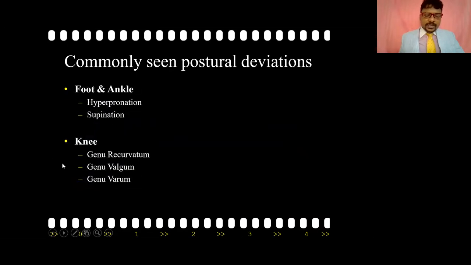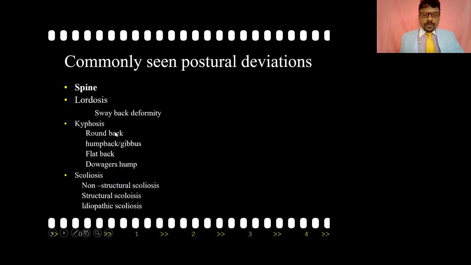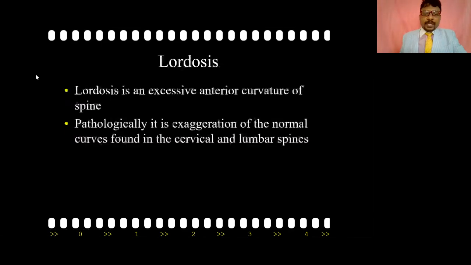And also, just now we discussed genu recurvatum, genu valgum, and genu varus. These are the most common deformities in the knee joint. In the spine, one may get lordosis, which is a hyper curvature, most commonly seen in sway back deformities. One may also get kyphosis, which is a rounded back or humpback, and also flat back, a dowager's hump, and scoliosis. These are the most common deformities we can see in those who have spinal abnormalities.